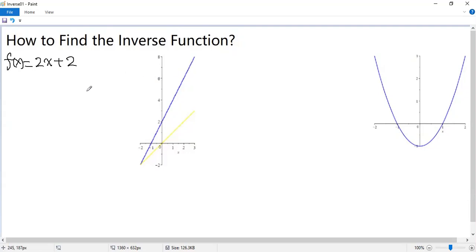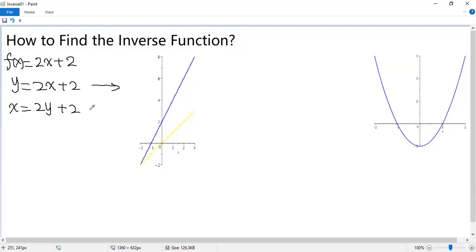In order to find the inverse function, first, we replace f(x) by y. So y equals 2x plus 2. Then we swap x and y. So we get x equals 2y plus 2. Next, we solve for y.